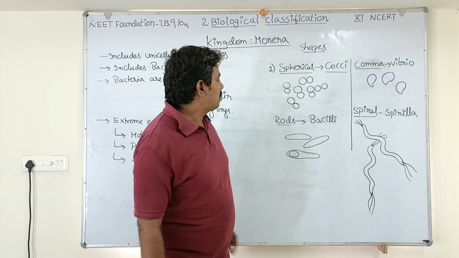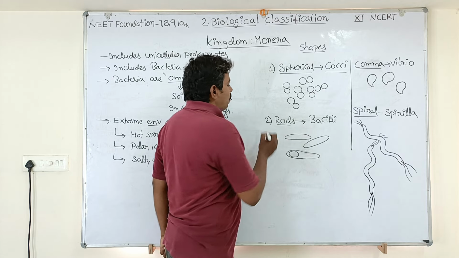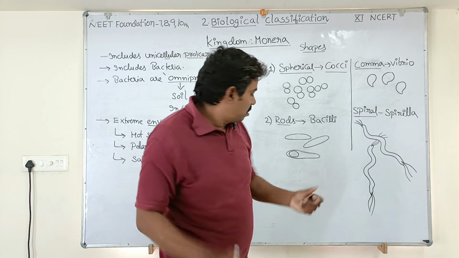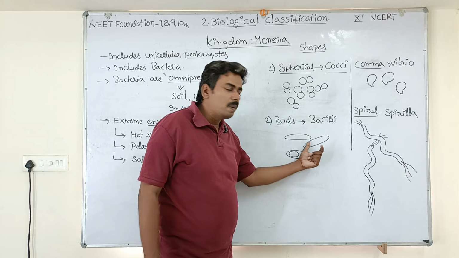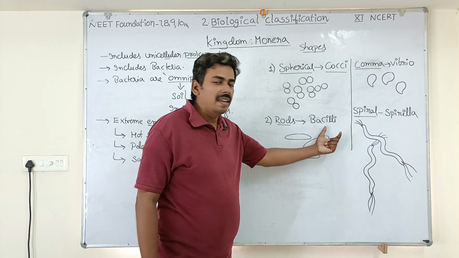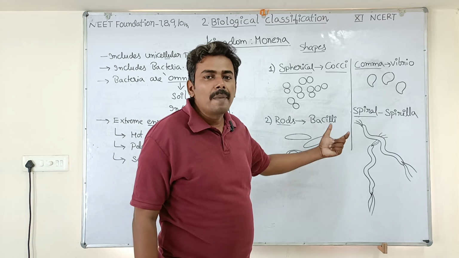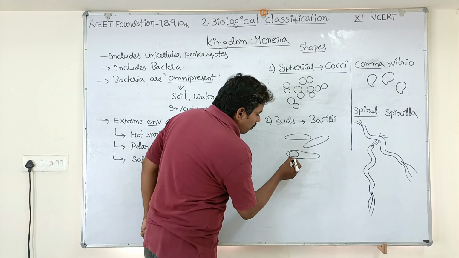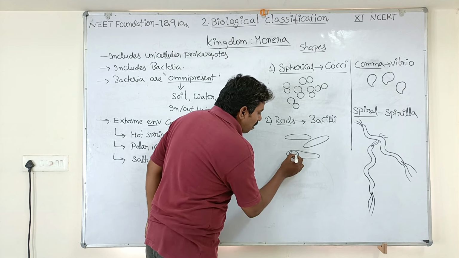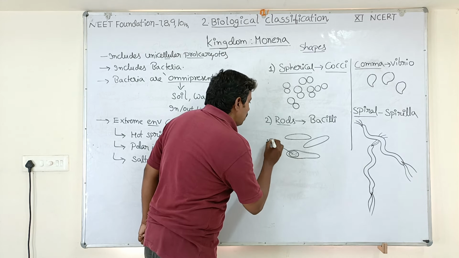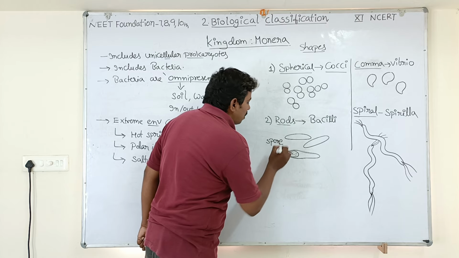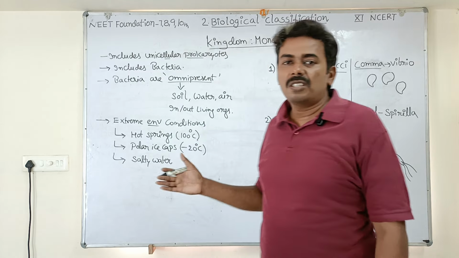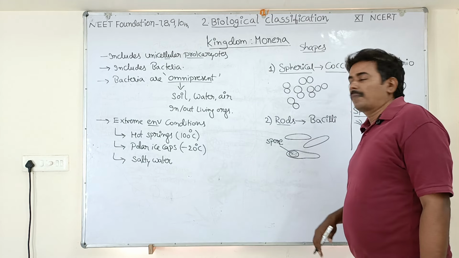Okay, next shape is rod shaped bacteria. The bacteria which appear like rods, you can see here. These rod shaped bacteria are called bacilli. Bacilli is plural, bacillus is singular. Inside this rod shaped bacteria you can also find a structure called a spore. Some of the bacilli bacteria will produce a structure called spore, which helps in reproduction. It is a kind of asexual reproduction in bacteria.